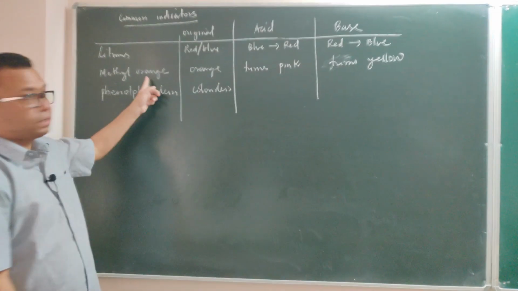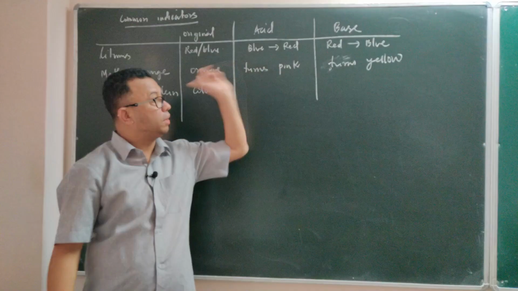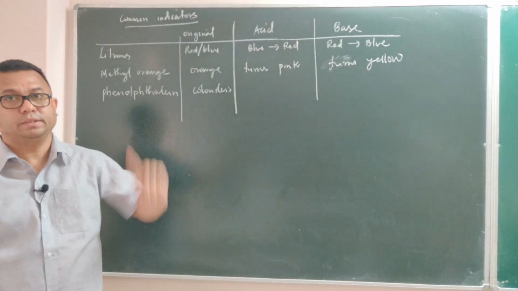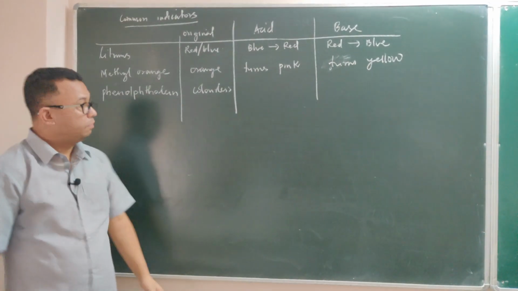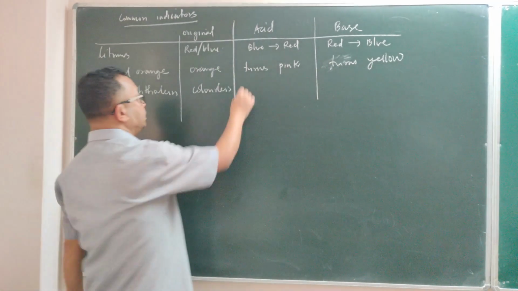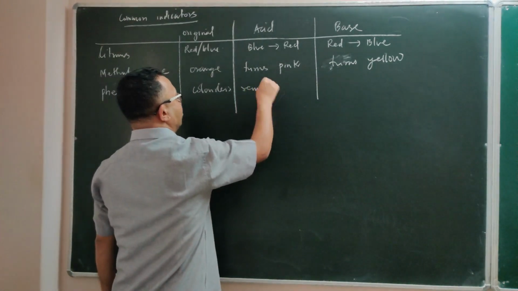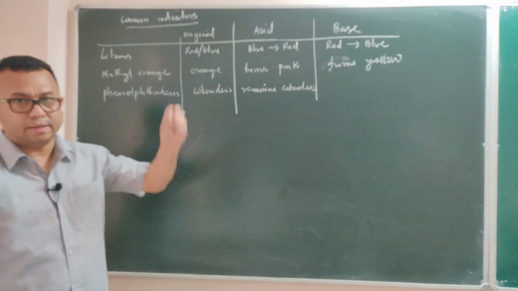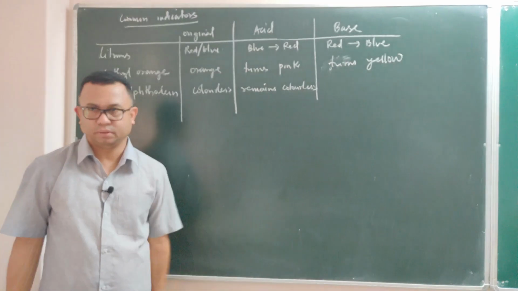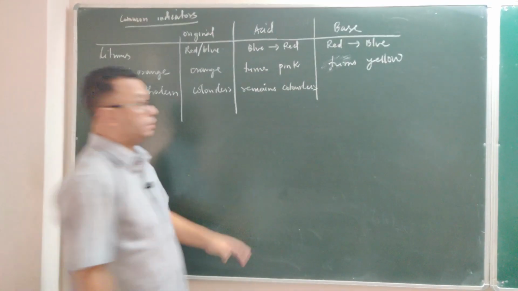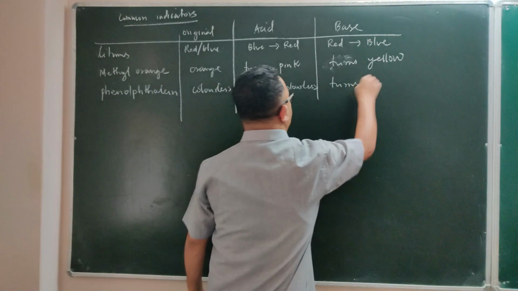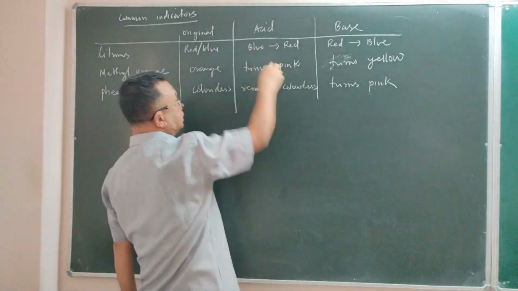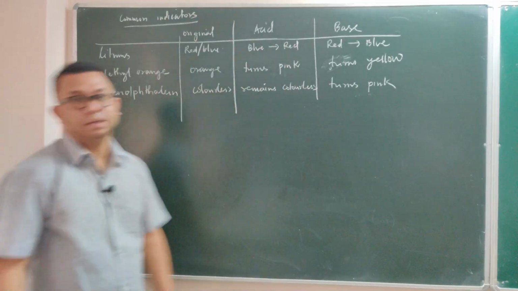So orange color methyl orange will turn to pink, but it turns yellow in base. So pink in acid, yellow in base. Phenolphthalein is colorless, so it remains colorless because there will be no change in color taking place in acid. So if you are adding phenolphthalein in acid, nothing happens. But phenolphthalein, when added to base, turns pink. So now pink: methyl orange is pink in acid, but phenolphthalein is pink in base.